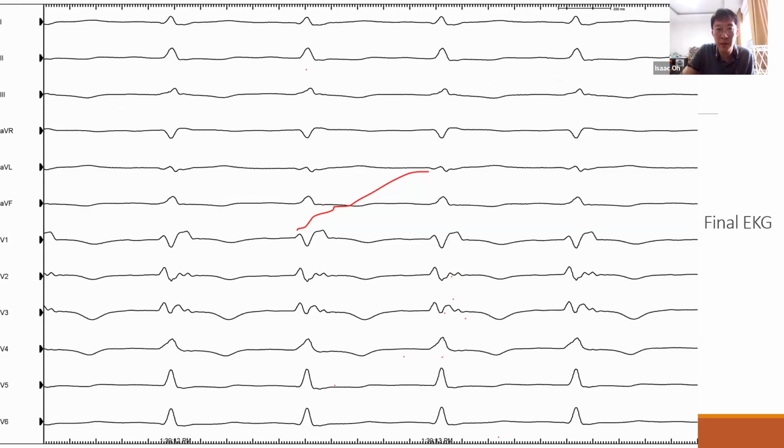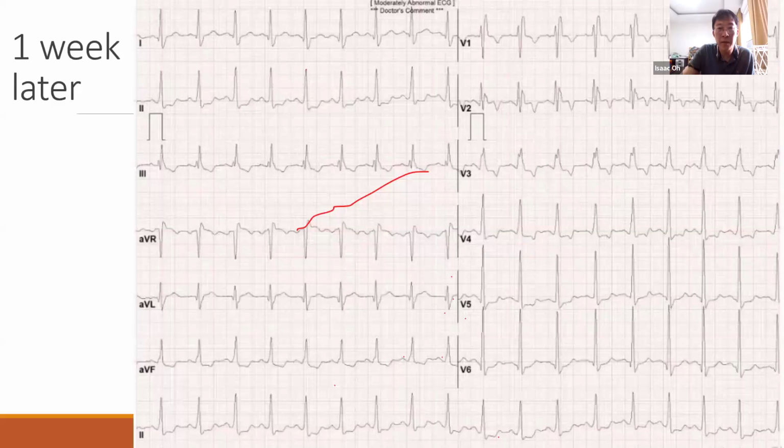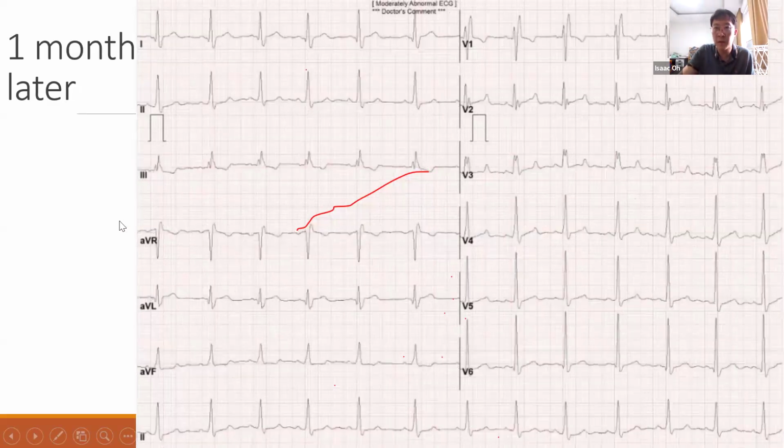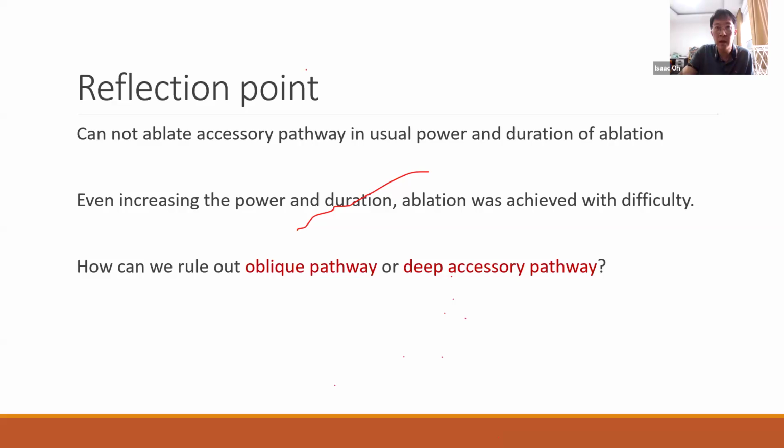This is the final EKG. And then this is the EKG followed, where there was a significant right bundle pattern. I did not notice it before the ablation. And then 1 month later, there was no recurrence thereafter.